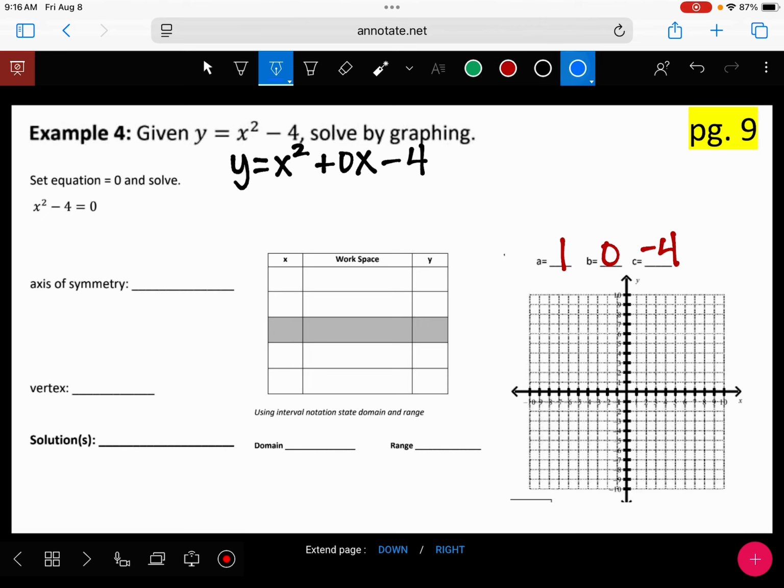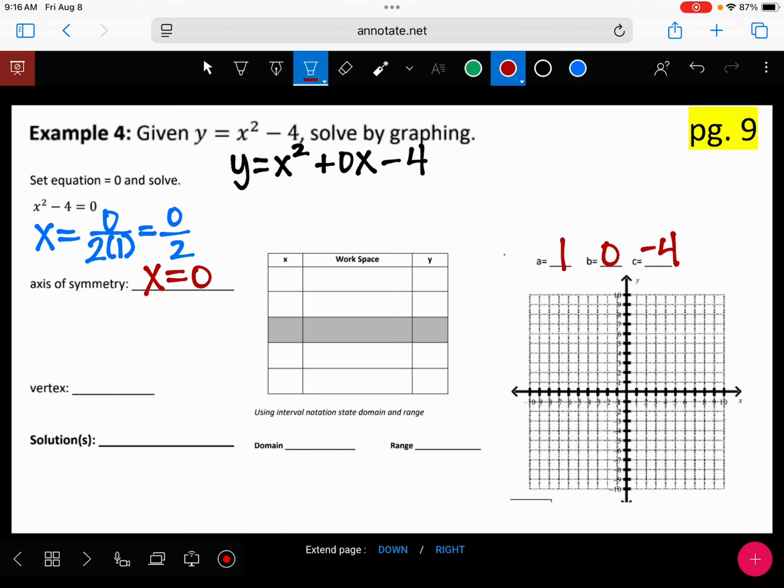Axis of symmetry is x equals the opposite of B. Well, 0 is the only number in the world that does not have an opposite. So you're going to take 0 divided by 2 times 1, which is 0 divided by 2. So your axis of symmetry is at x equals 0, which means it's the y-axis. Now we're going to take that 0 and substitute it into our equation, and we can use this one. We don't need to use the second one that I wrote. When you substitute that in, y equals 0 squared minus 4.